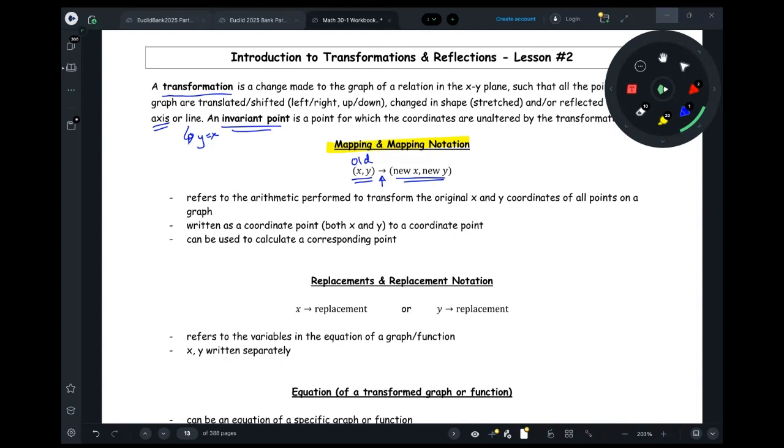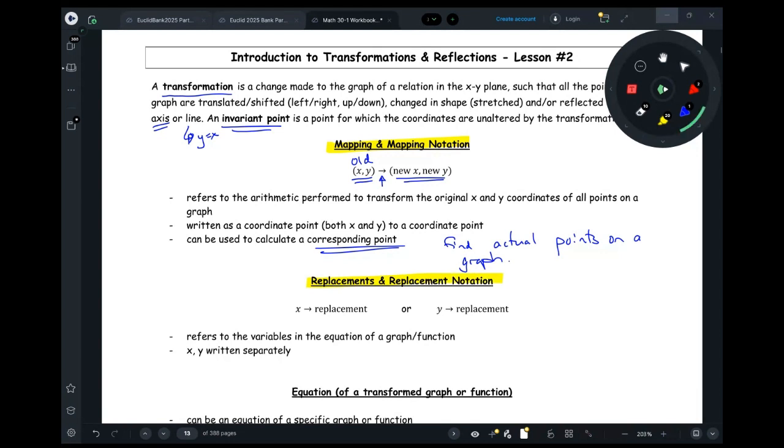Like it says here, this refers to the arithmetic operations that we're going to perform to transform the original x and y into a new set of points. We're going to write them as a coordinate point becoming a coordinate point, and we're going to use this to calculate the corresponding points. We're going to use this to find actual points on a graph. So what we're seeing here is what is happening to every point.